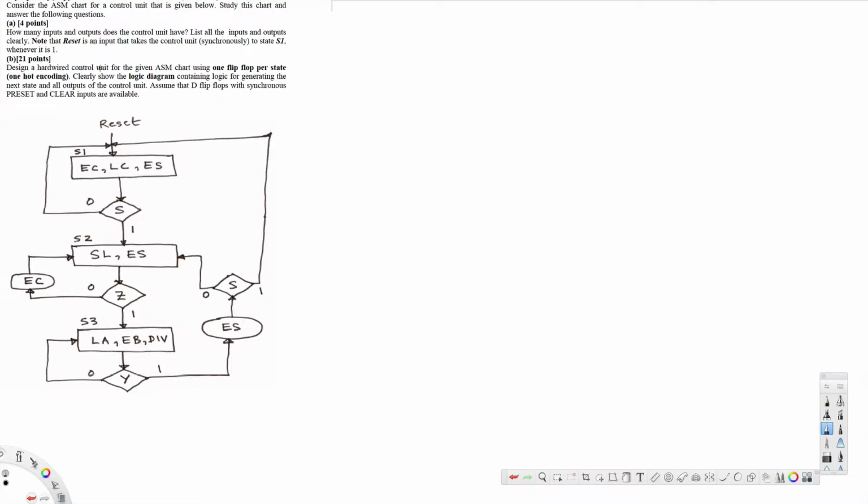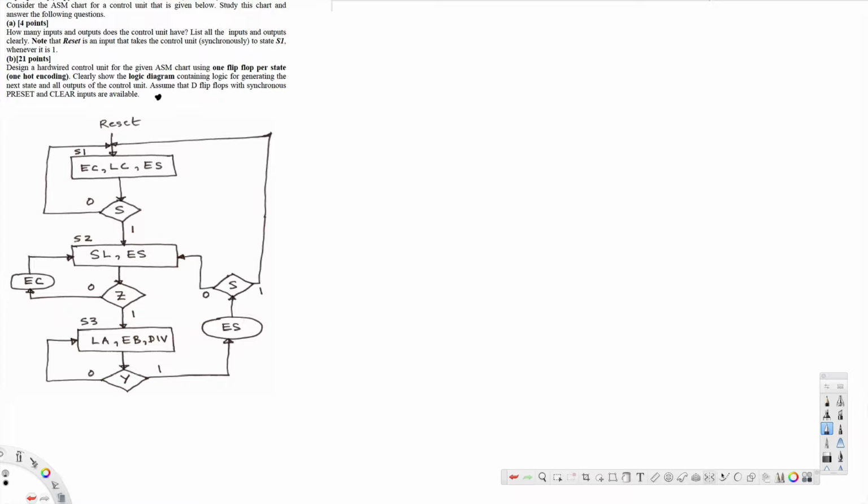Design the hardware control unit for the given ASM chart using one flip-flop per state. Clearly show the logic diagram containing logic for generating the next state and all the outputs of the control unit. Assume the D flip-flop with synchronous preset and clear inputs are available. Okay, here we are going to do the B part. Okay, let's go ahead and do that.